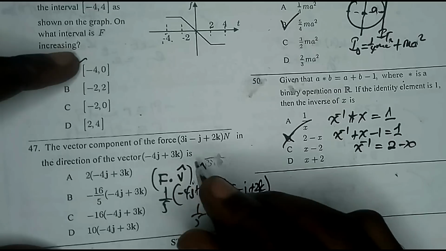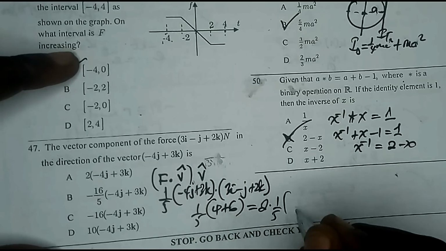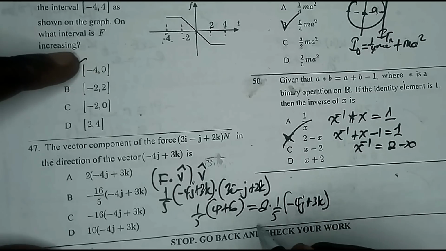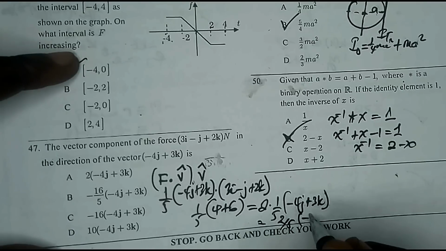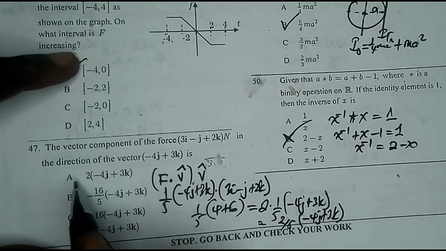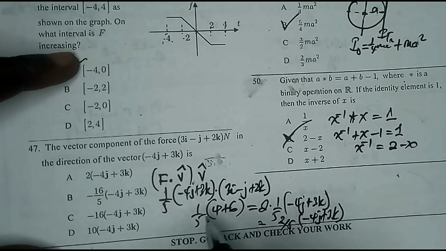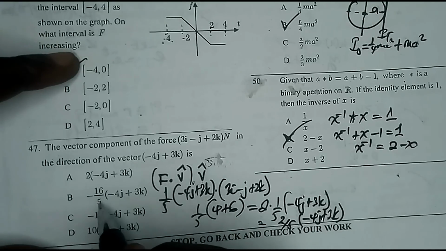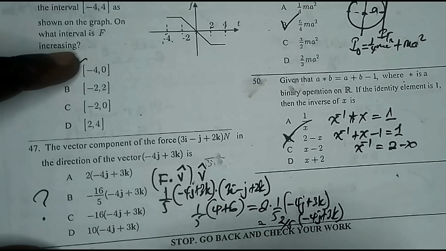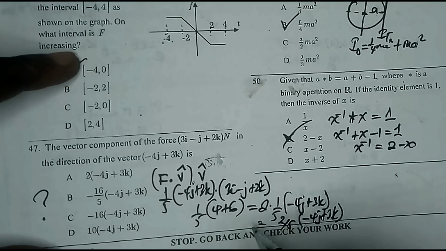And then 2 times now the unit vector of v, which is 1/5 into -4j plus 3k. And so the answer should be 2/5 into -4j plus 3k. And option A should have been the answer, but it's not. And the others don't give it too. So the option is not in the answers, if everything being equal.